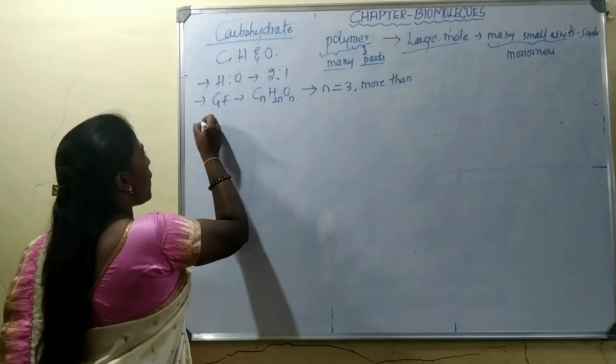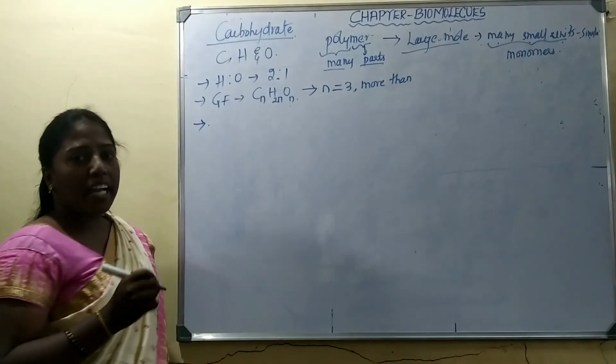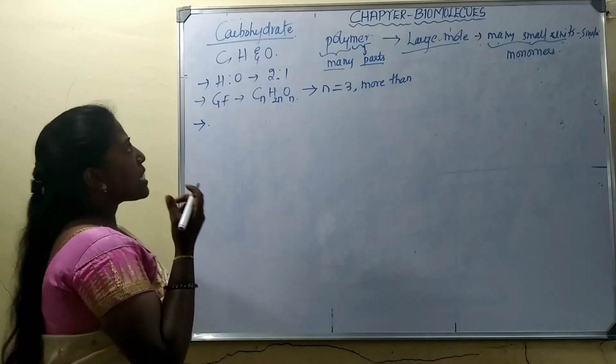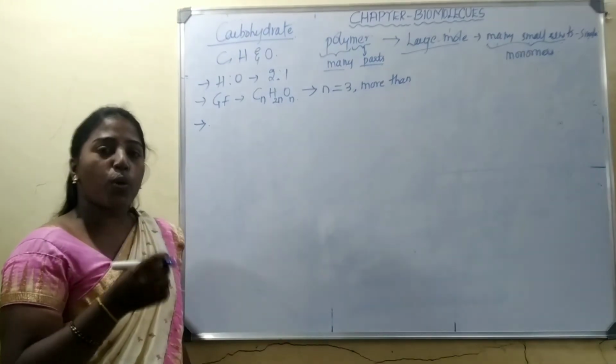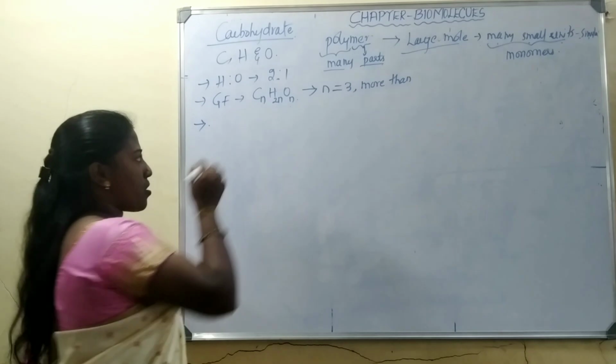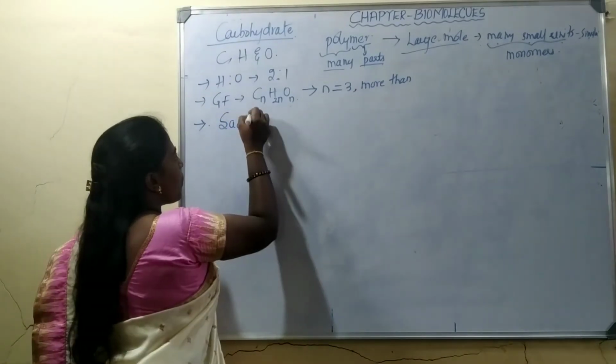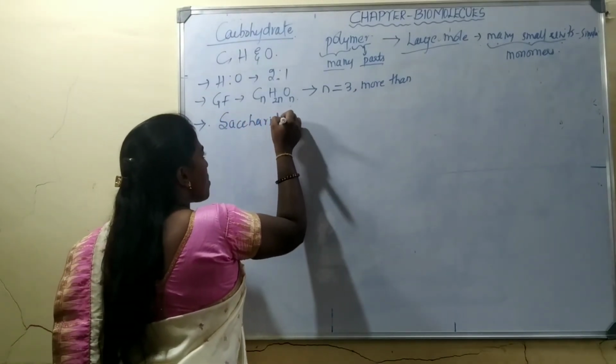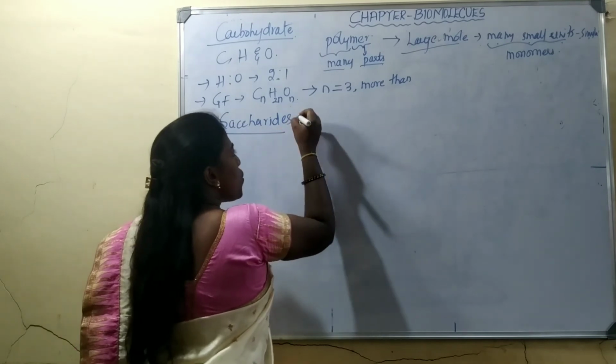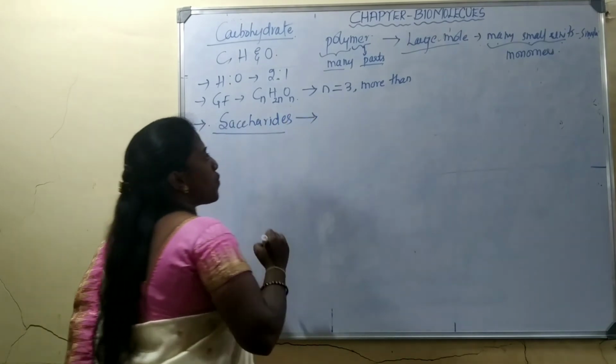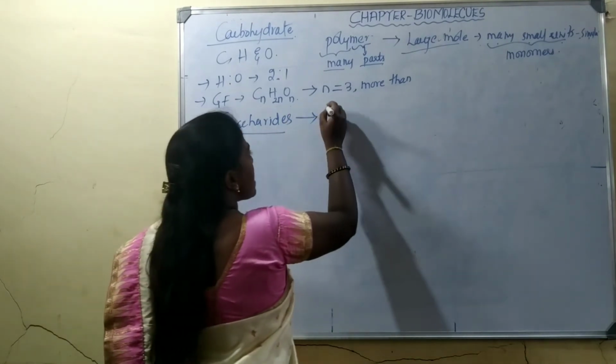Next, let us define the carbohydrate. These carbohydrates are also called saccharides. This term originated from the Greek term saccharon.